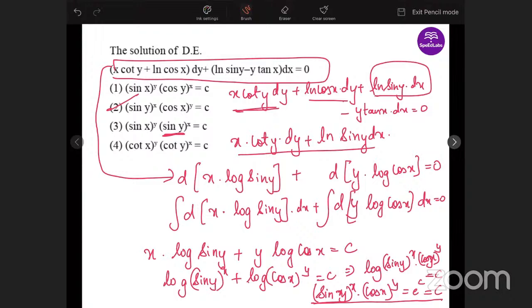Yes, sir. So the trick is how we can convert it into this form. So this is the whole trick. If this is understood, it is just a matter of solving fast. Okay, next question.